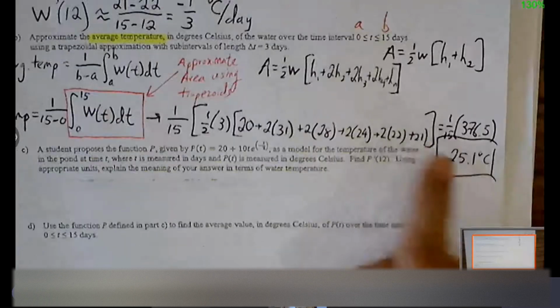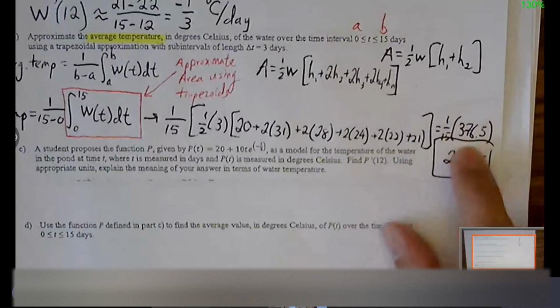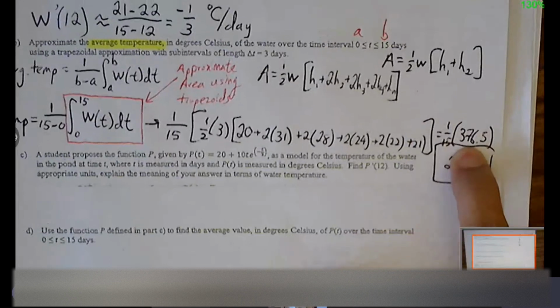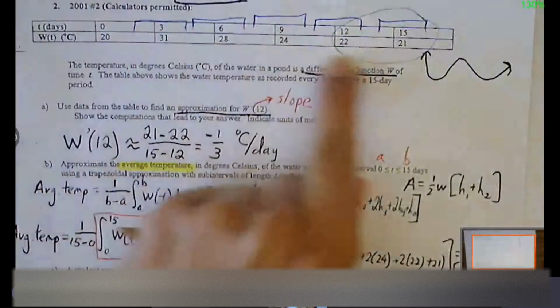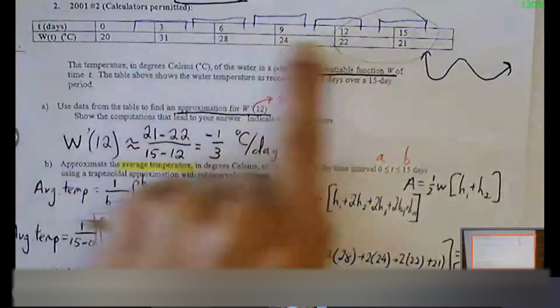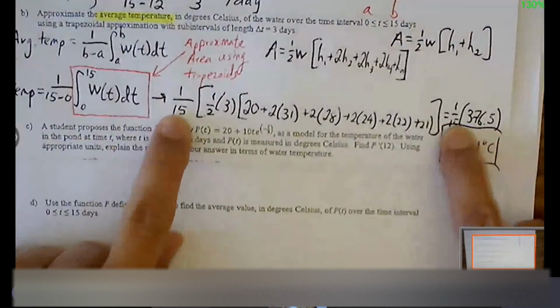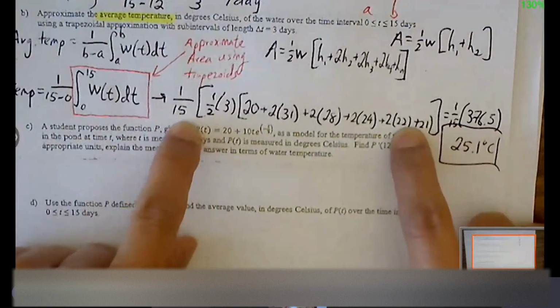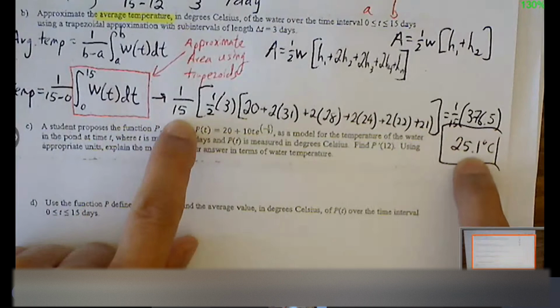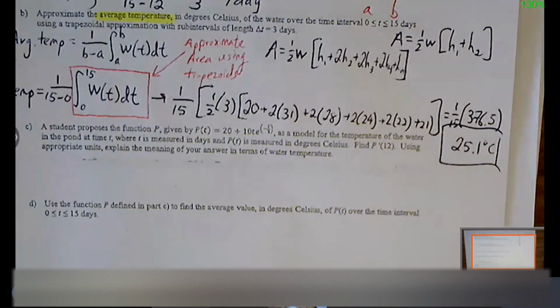The reason I say that is because let's say you forgot about that 1/15th, and you're staring at that 376.5, and you're asking, does that make sense? Is 376 degrees going to make sense with all these values in front of me? I must be missing something. That's too high. We need to include that 1/15th here. We're dividing that area by the width, and that gives us the height, which is our average temperature.